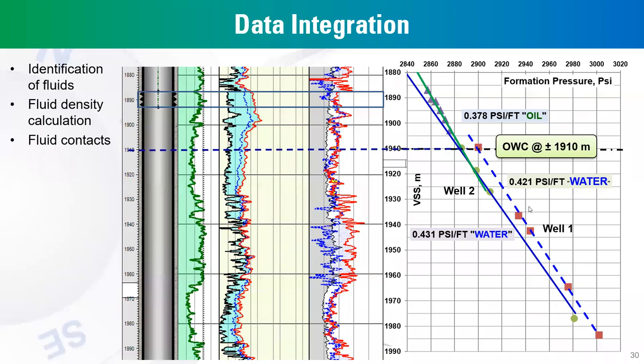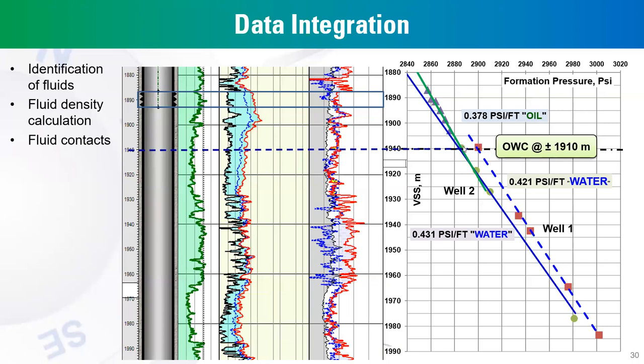By constructing this plot as pressure versus true vertical depth on the y-axis, you can calculate the slope of this line. And using the slope, you can get the fluid gradient, which is 0.42, the water gradient. For this well, we have actually six measured pressure points equivalent to these depths. The gradient is 0.338 psi per foot, the oil gradient.